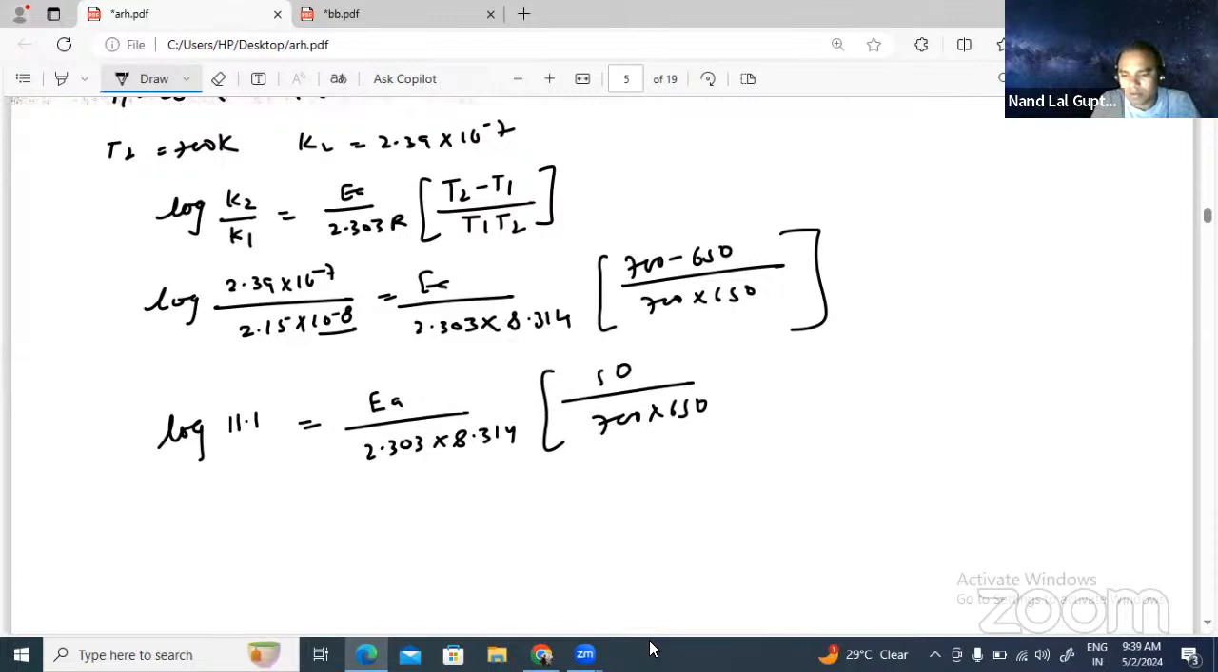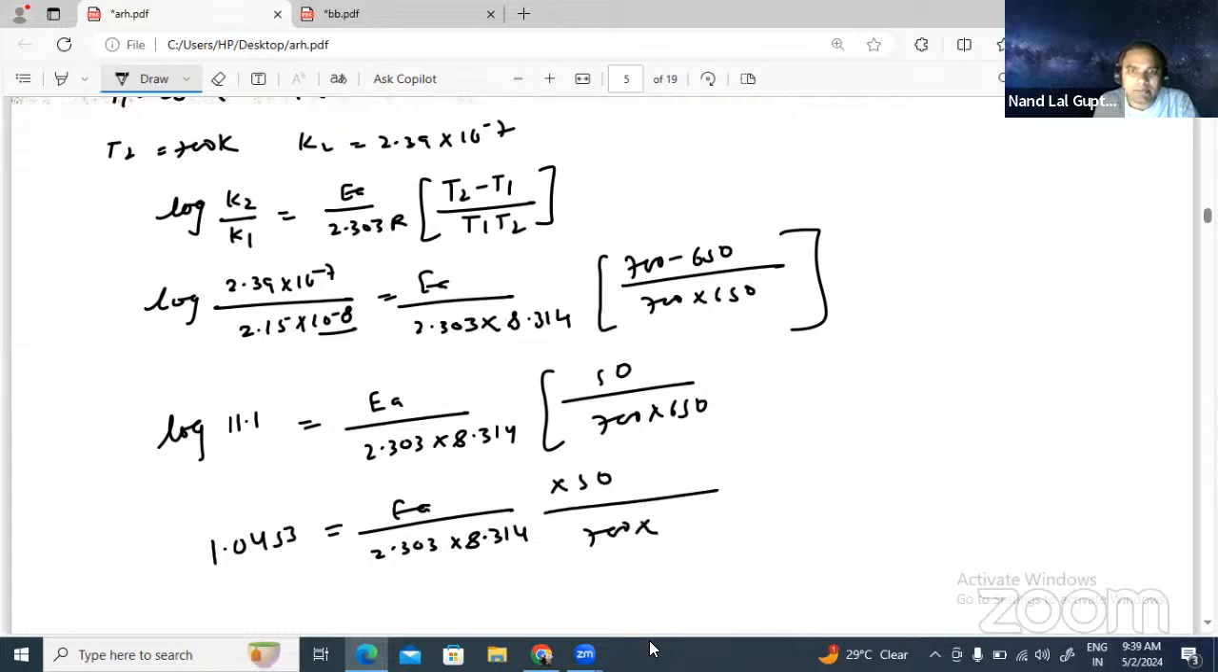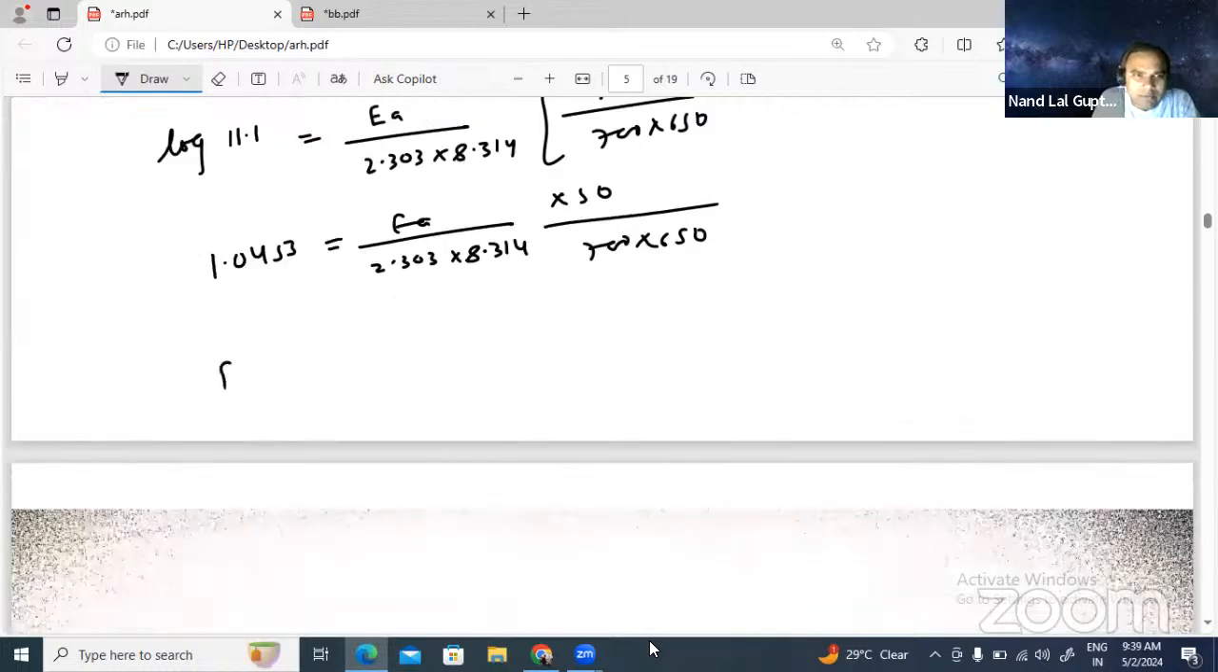Log 11.1 is coming somewhere 1.0453. This is the activation energy, 2.303. Here you will find the calculation a little bit big. Multiply by 50 divided by 700 multiply by 650. Okay, this is there. Now we are calculating the activation energy.